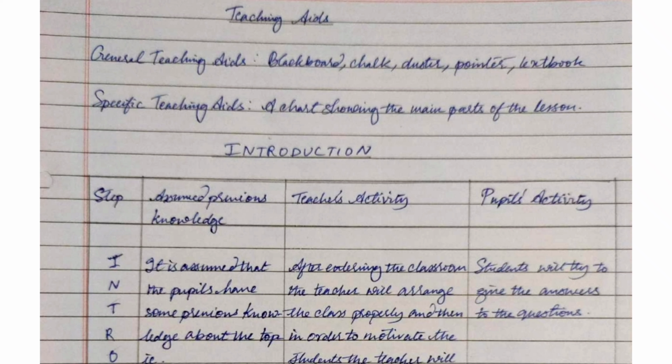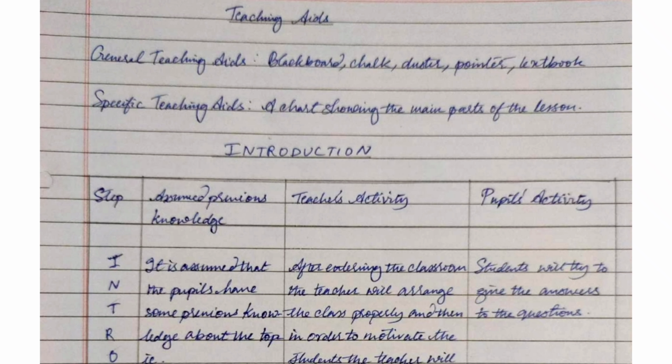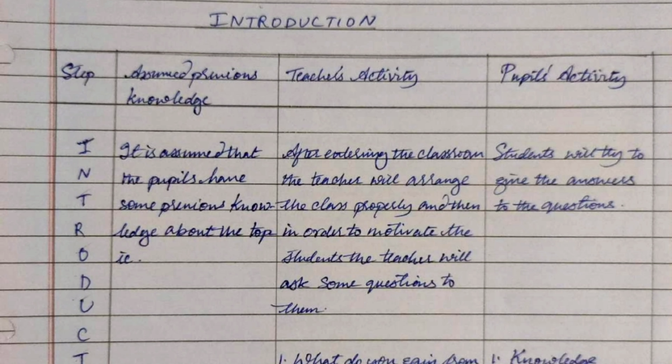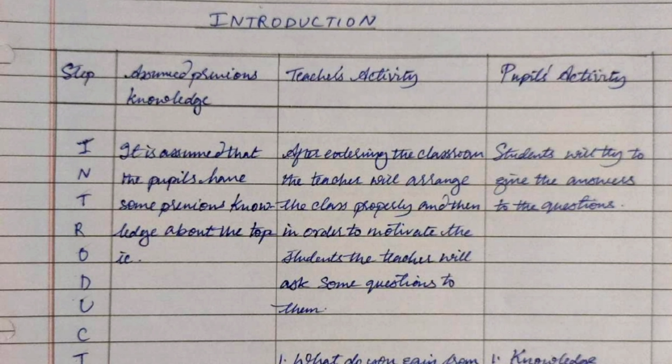And the next part is introduction. For this part, you have to make 4 columns: one for step, assumed previous knowledge, teacher's activity, and pupil's activity. Under assumed previous knowledge, it is written that it is assumed that the pupils have some previous knowledge about the topic. Under teacher's activity, it is written that after entering the classroom, the teacher will arrange the class properly, and then in order to motivate the students, the teacher will ask some questions to them. Under pupil's activity, it is written, students will try to give the answers to the questions.